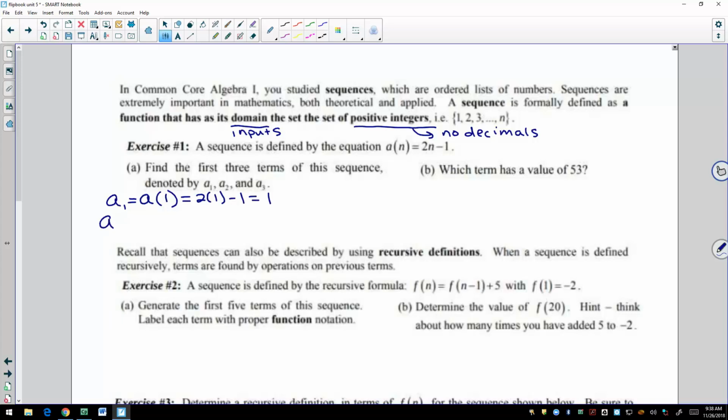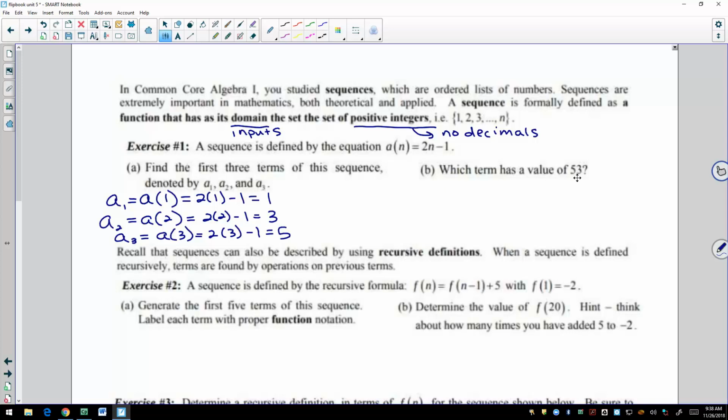The second term, a sub 2, you would get by plugging in 2 for n. So it'd be 2 times 2 minus 1, which is 3. And then the last one we have to find, the third term, you would find by plugging in 3 for n. So that's 2 times 3, which is 6, minus 1 is 5.